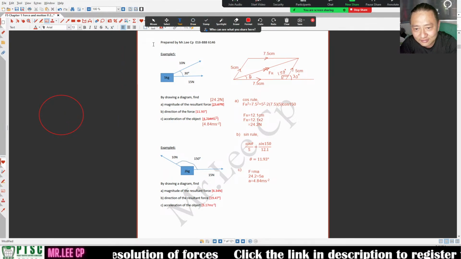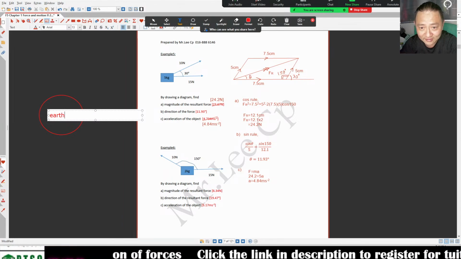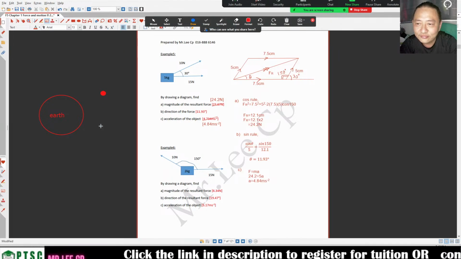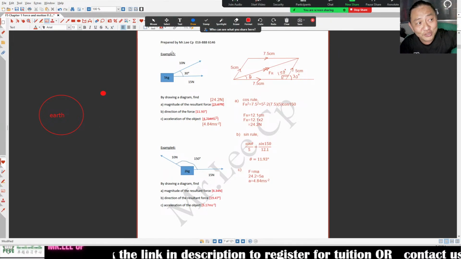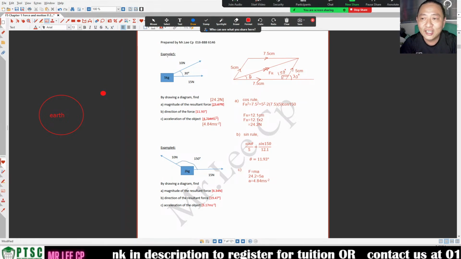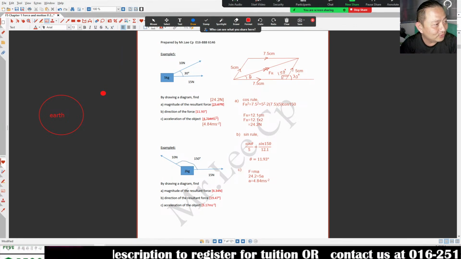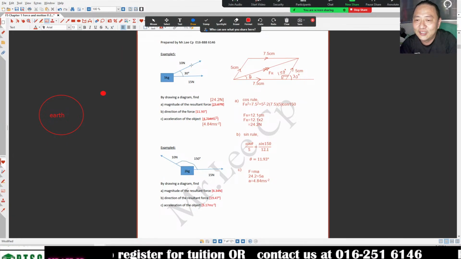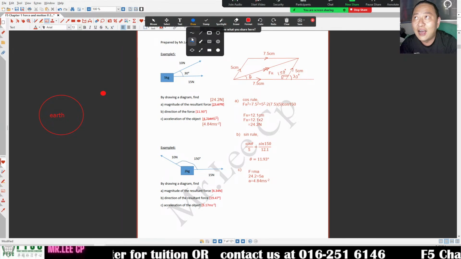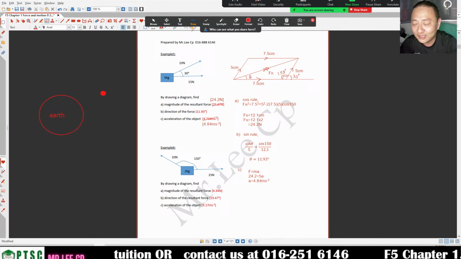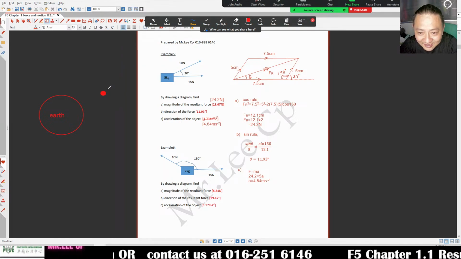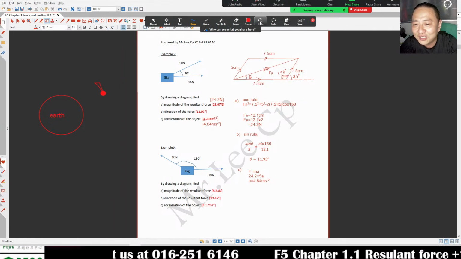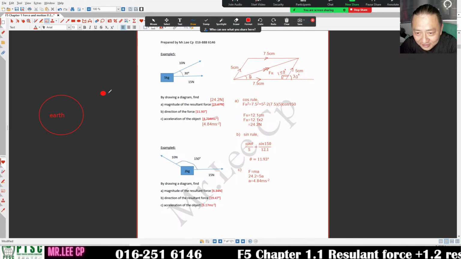So this is our Earth, and let's say there is a satellite here. Now you have to imagine that you are an astronaut. You know what an astronaut is, right? Angkasawan. So you are the astronaut, and this is a satellite. This satellite is just 5 kg, and you are here.